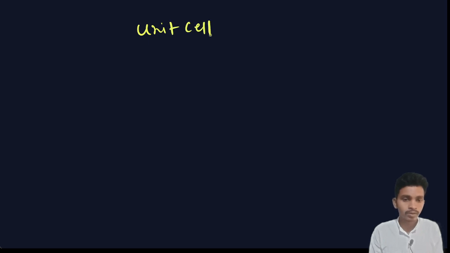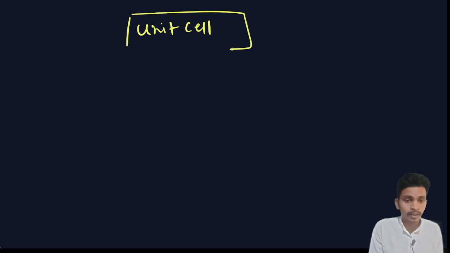Welcome. In the previous class I discussed the classification of unit cells. I also said that a unit cell is the smallest unit of a complete crystal lattice, which repeats again and again to form the complete crystal lattice.